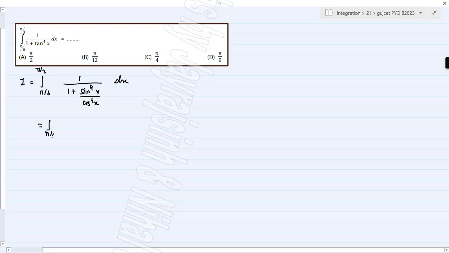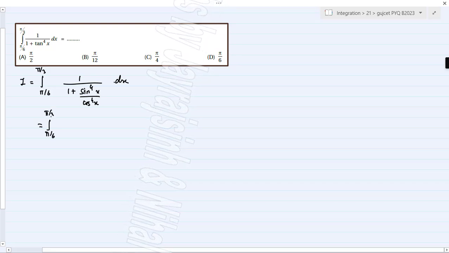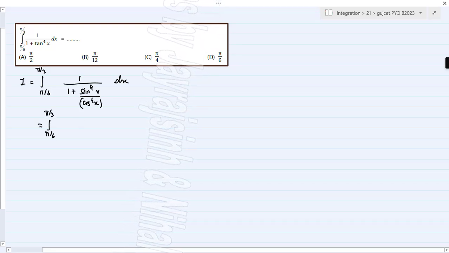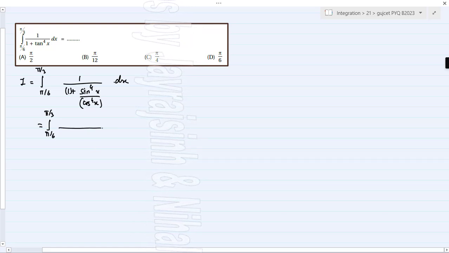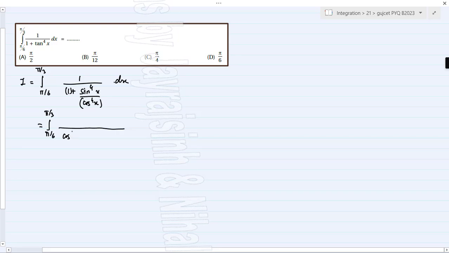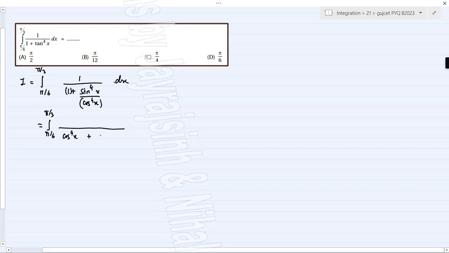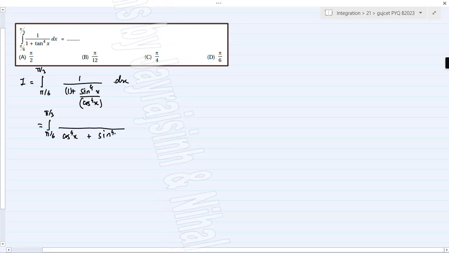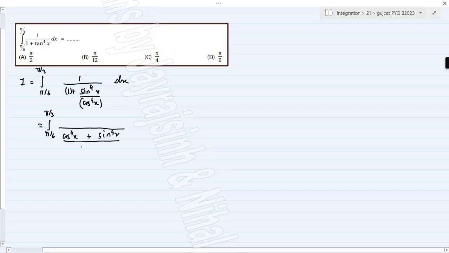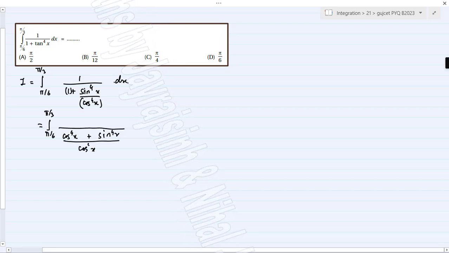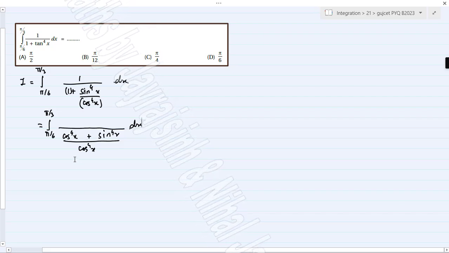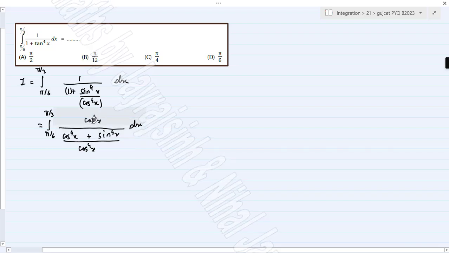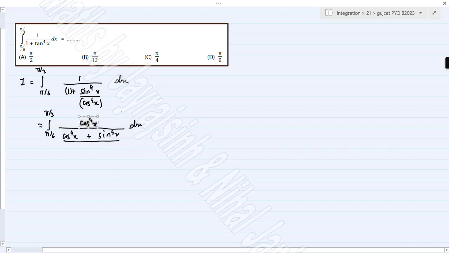Now we will take LCM. This cos x raised to 4 multiply with 1. So we will get cos^4 x plus sin^4 x whole divided by cos x raised to 4, dx, and we know that denominator of denominator will move to the numerator.